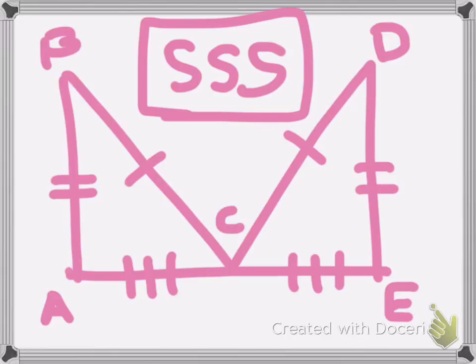And then what relationship do angles B and D have to each other? Well, if the two triangles are congruent, then you would also say that angle B is congruent to angle D.